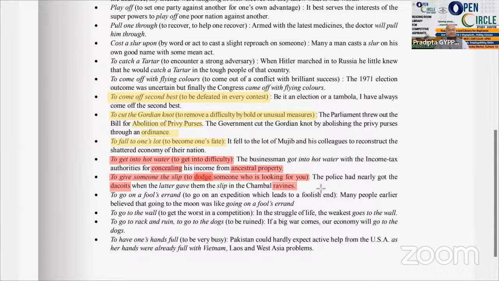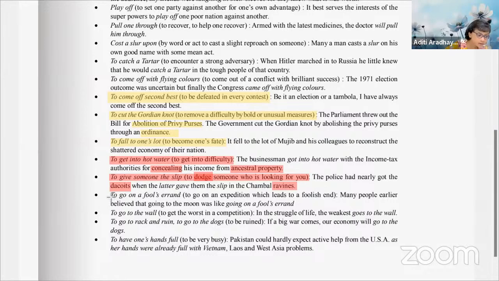Yes, Aditi. Sir, I was facing some network issues, so I heard the last word wrong. Chambal ravines. Ravine means beard, so Hindi में कहते हैं beard. These are basically muddy areas with deep cuts like canyons. So the police had nearly got the dacoits when the latter gave them a slip. खिसक के चला गया. कहाँ? In the Chambal ravines.